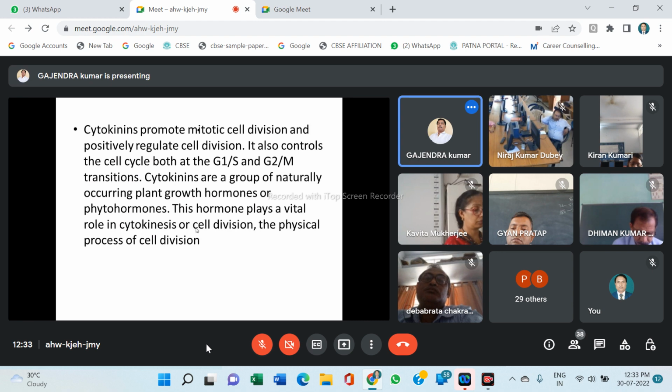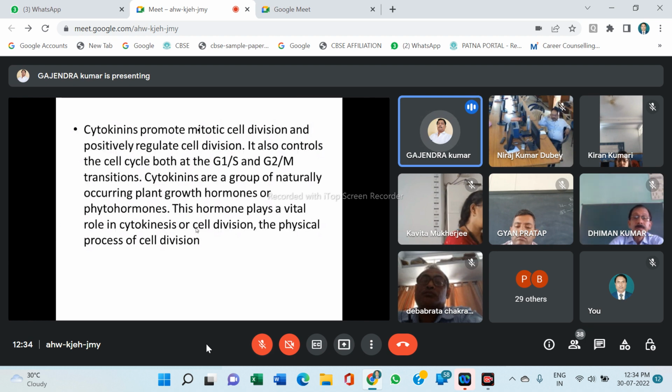Cytokinin promotes mitotic cell division and positively regulates cell division. It also controls the cell cycle both at the G1 to S and G2 to M transition, the mitotic transition. Cytokinins are a group of naturally occurring plant growth hormones, or phytohormones, which are responsible for cytokinesis.